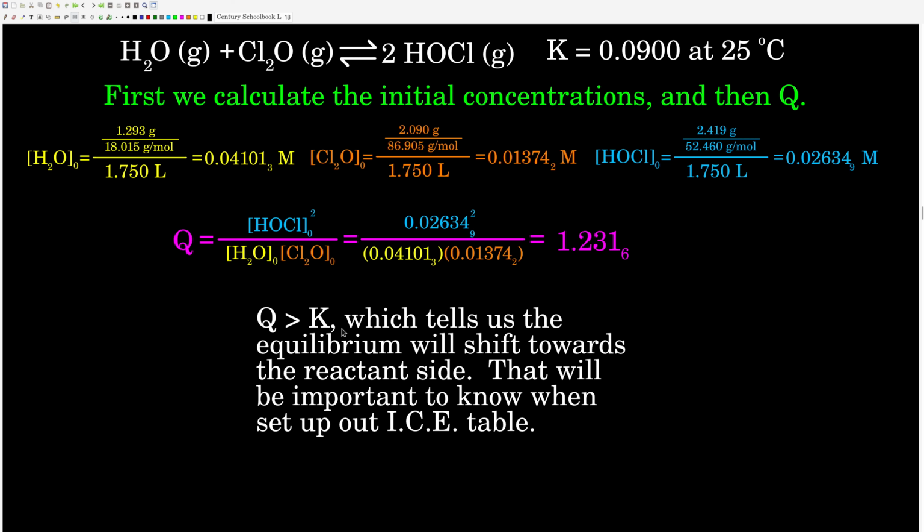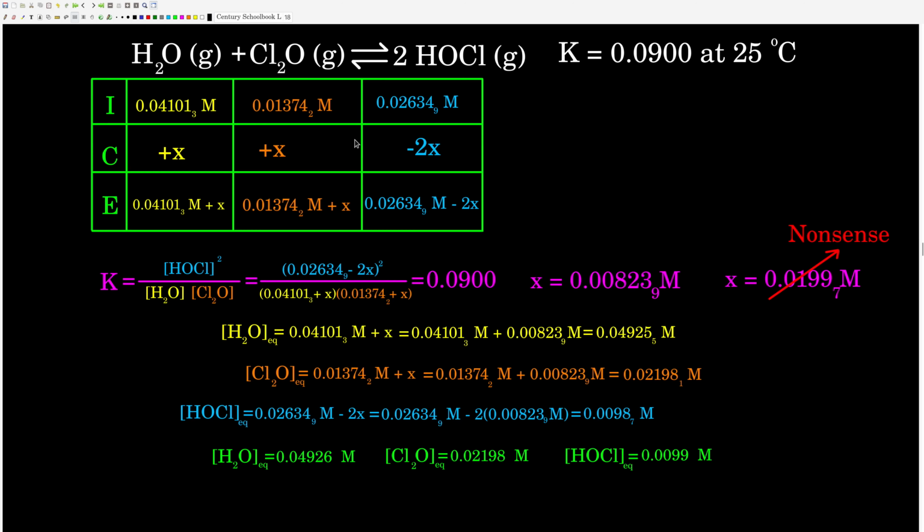So remember, we've just figured out now that the equilibrium will shift to the left. All right, so setting up our ICE table, there's our initial concentrations. Now here's where knowing which way the equilibrium shifts comes in.